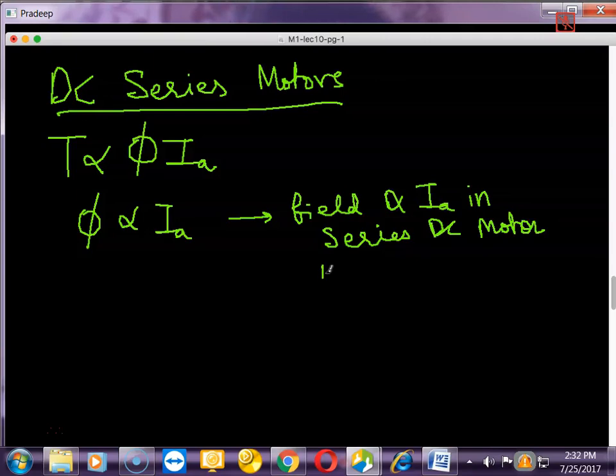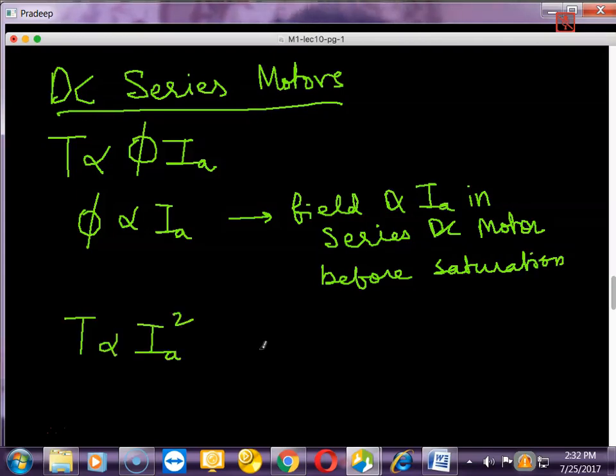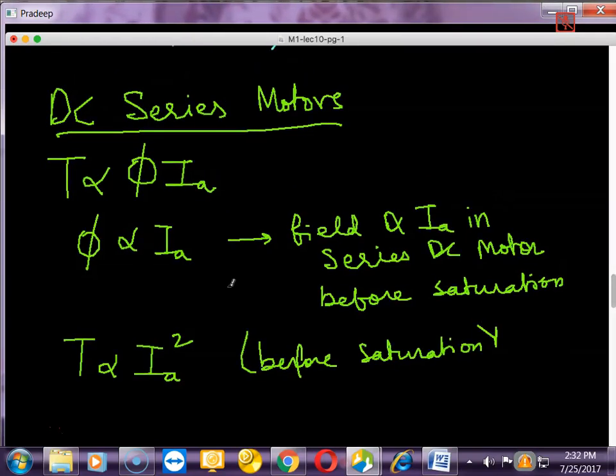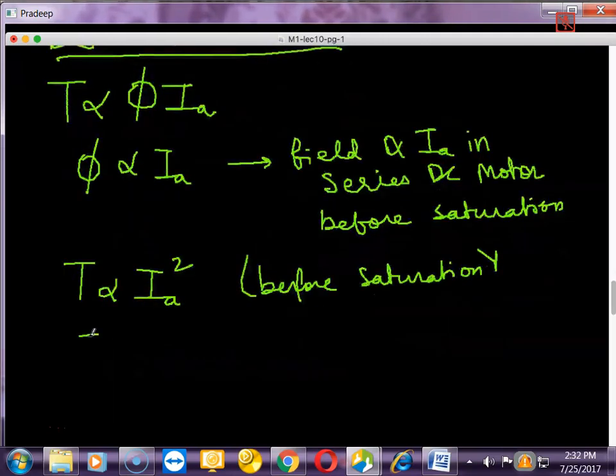Before saturation, torque is proportional to Ia square, because I can replace flux by one more Ia and it will become Ia square. So this is before saturation. Once the magnetic poles are saturated, any further increase in Ia will not increase the flux. So therefore, torque is proportional to Ia after saturation.